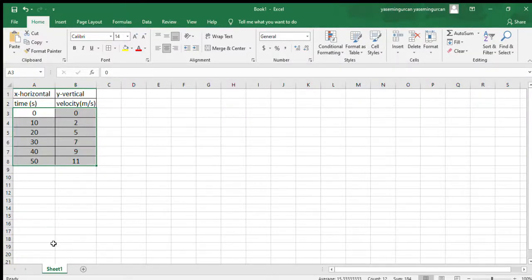Hi everyone. I want to show you how to draw a graph on Microsoft Excel.